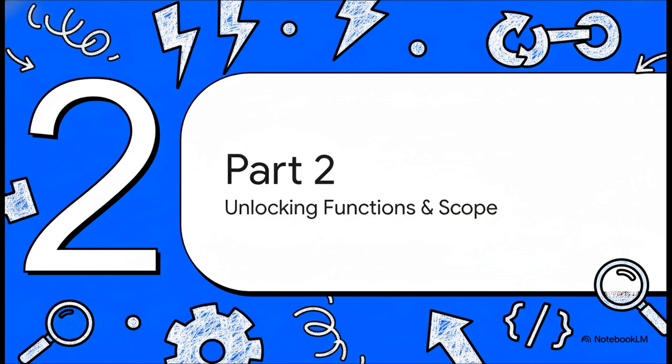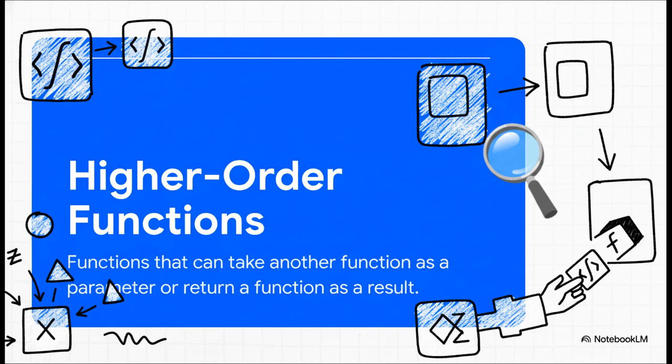Okay, moving on. Part 2, unlocking functions in scope. Now we're getting into how you can really level up your code, and this is where JavaScript starts to get really powerful. So let's talk about higher order functions. It sounds complicated, right? It's not. The key thing to understand is that in JavaScript, functions are just values. Seriously. Just like a number or a string. That means you can stick them in variables, and more importantly, you can pass them into other functions as arguments.